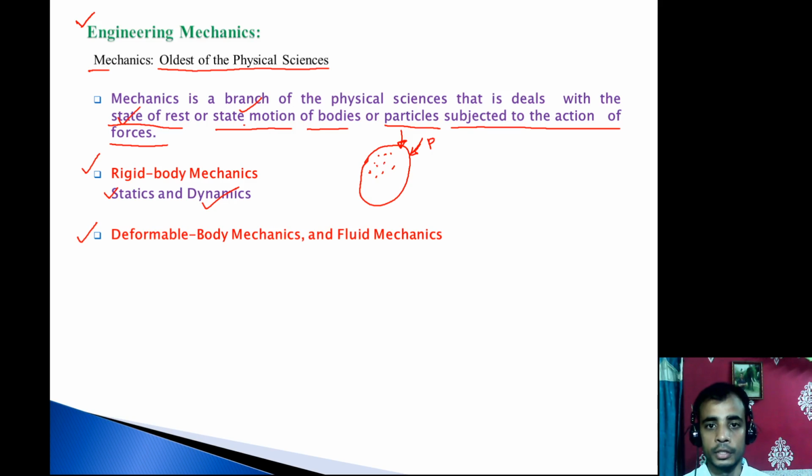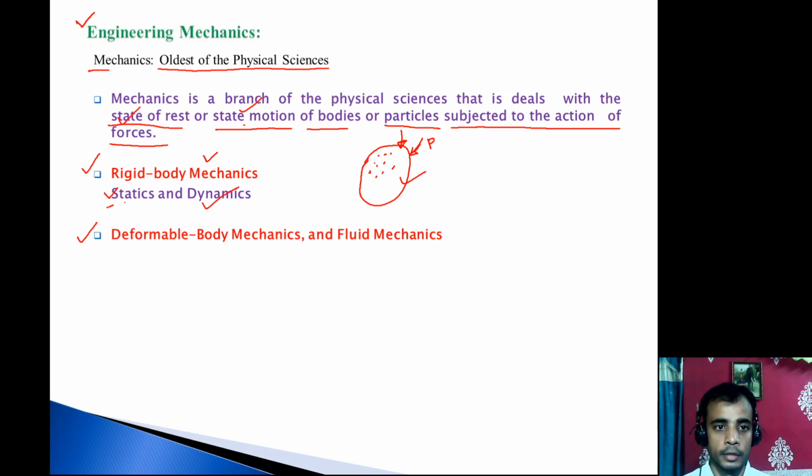That means the distance between two particles is negligible. Those bodies are called rigid bodies. Although the body has some small deformation, we can assume that the deformation is very small or negligible. Those bodies are called rigid bodies, and the corresponding mechanics is called rigid body mechanics. Here we will look into statics and dynamics.